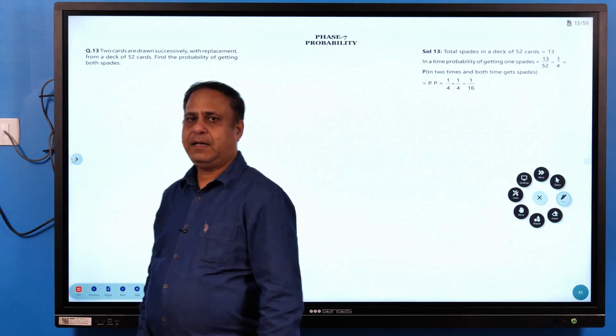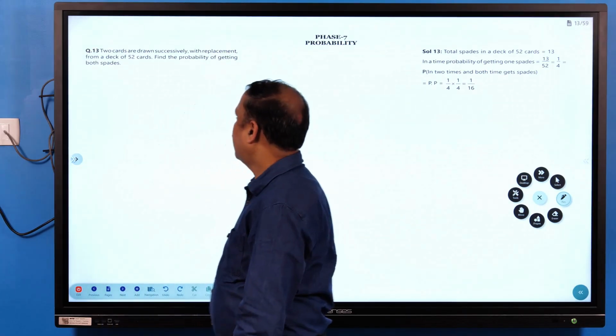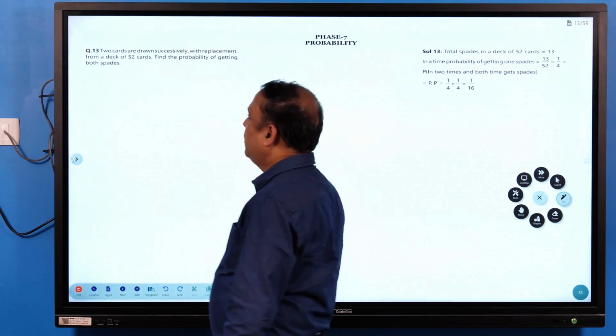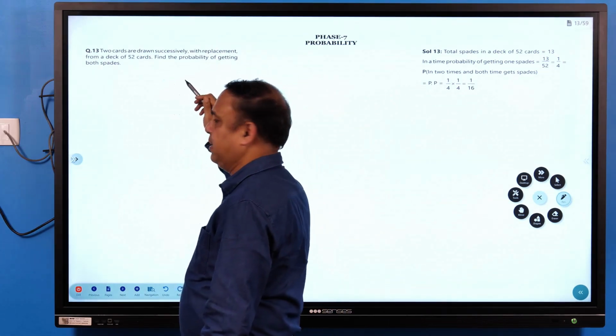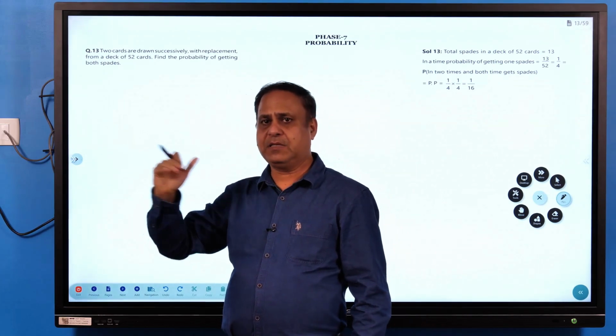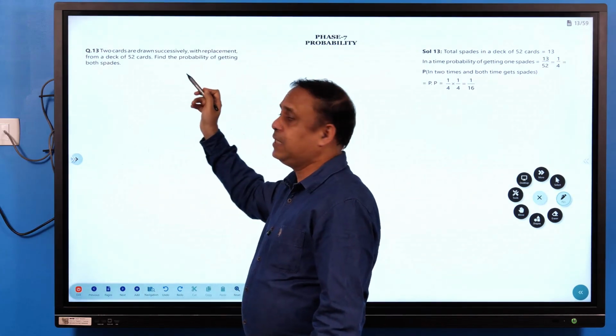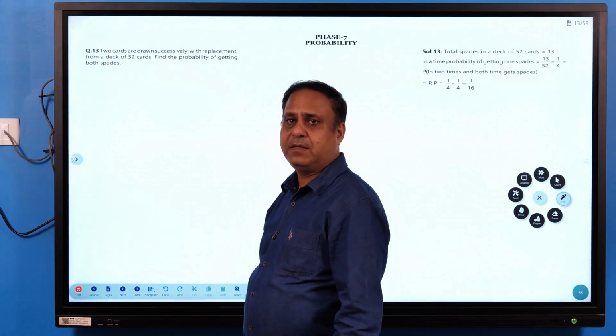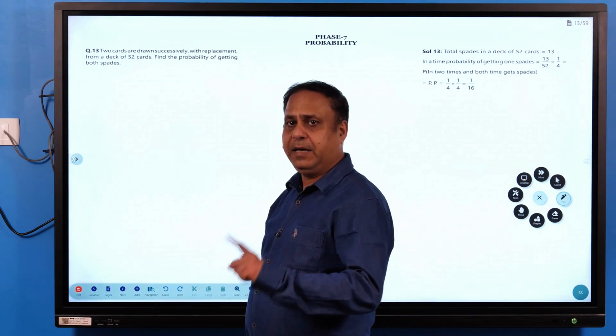Question number 13, exercise 1, page 7, probability. Two cards are drawn successively. See, two types of events are there. Successively means one after another. With replacement, without replacement. With replacement, independent events.